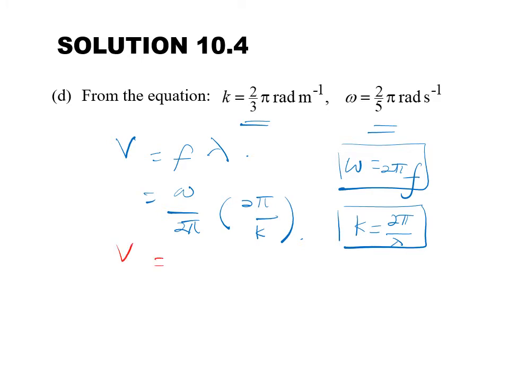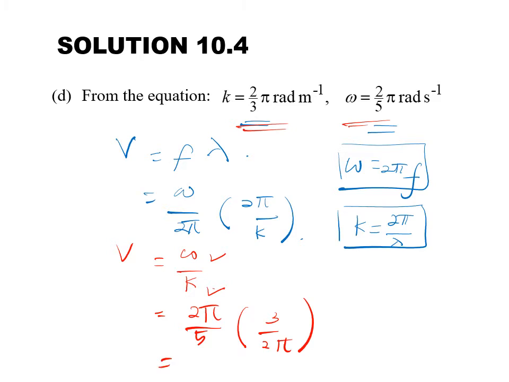So from here we substitute the values. You'll get v equals omega over k. The omega and k we have from our given equation. So 2 pi over 5 times 3/2 pi. Okay, you get v equals 0.6 meters per second. So this is the speed of the wave.